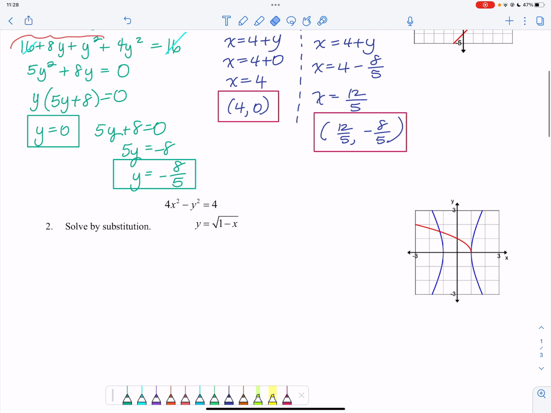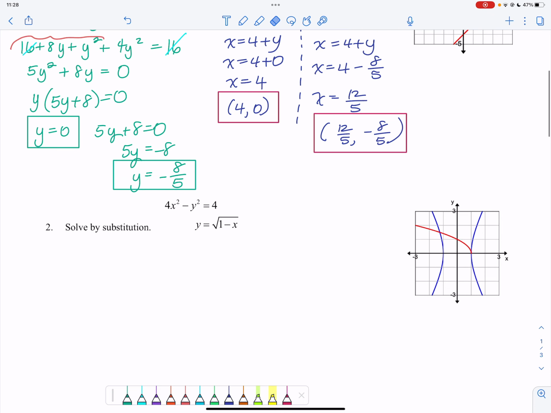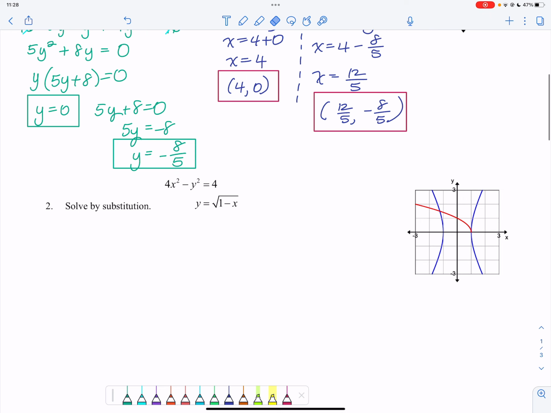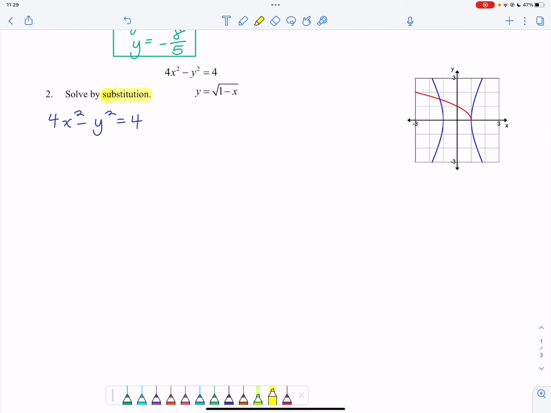Okay, now let's take a look at the system here. We're also going to use substitution here. And as you can see, we're given y is equal to root 1 minus x. So let's go ahead and write 4x squared minus y squared is equal to 4. And we'll substitute 1 minus x under a square root in for this y. So here we have 4x squared minus root 1 minus x all squared is equal to 4.